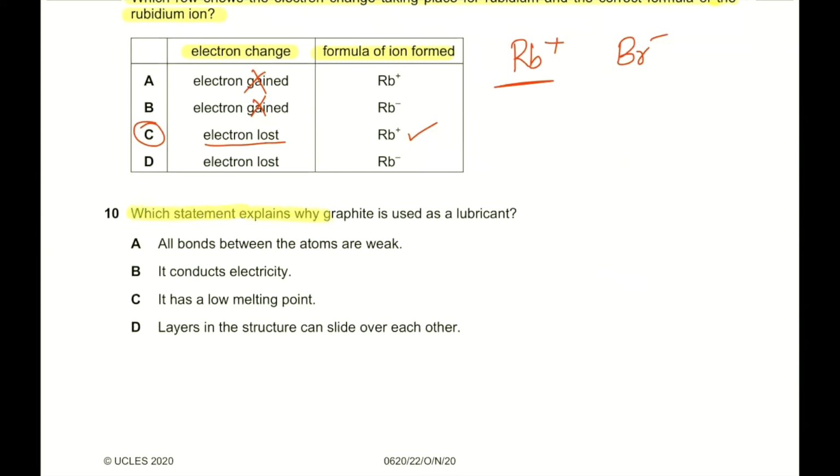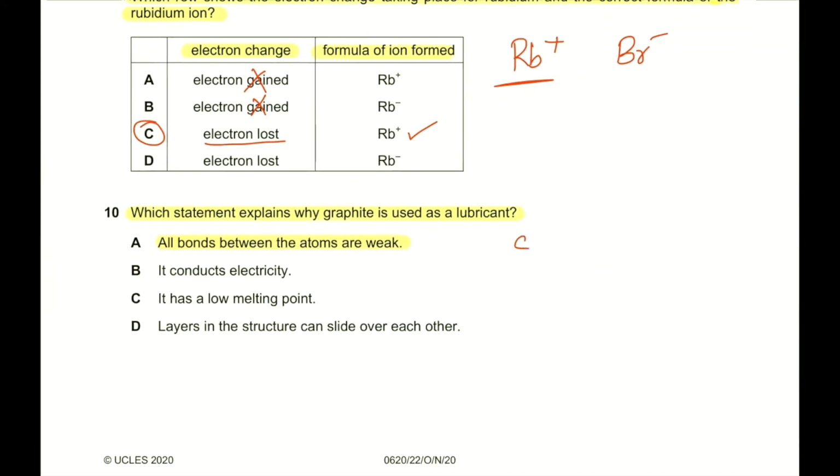Question number 10. Which statement explains why graphite is used as a lubricant? So graphite, all bonds between the atoms are weak. Now in graphite, we know that graphite have hexagonal structures. So all the bonds between the graphite molecules are pretty strong covalent bonds. So there is no weak bonds between them. So that is a wrong statement.